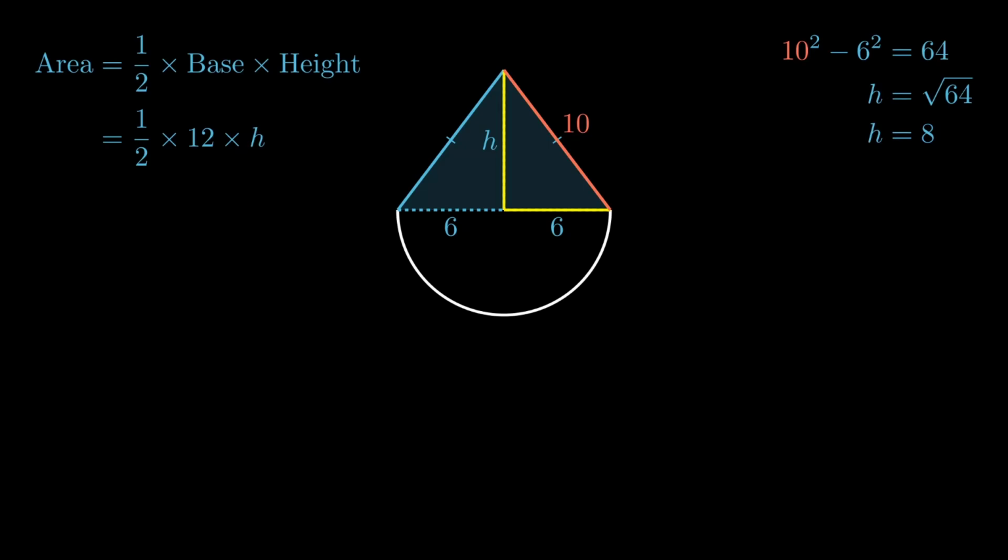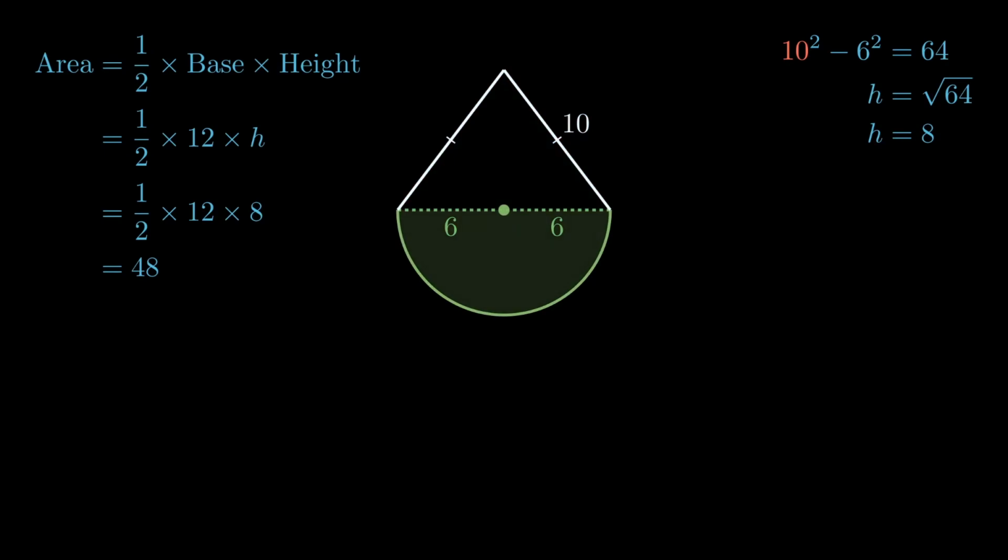Okay. And so knowing that, we can move back to the left there, and the area is half times 12 times 8, which is equal to 48. And that's the area of just the triangle. So now we move across to the semicircle, the shape on the bottom there.